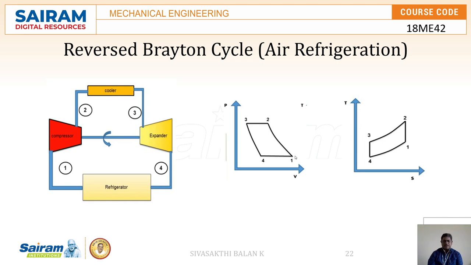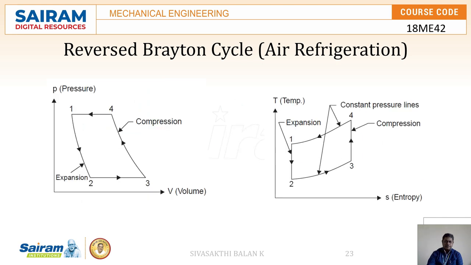the expansion or throttling process, where work is done by the system, and 4 to 1 is evaporation, where it absorbs heat from the place where we want to maintain the temperature at a particular level. We call this the refrigeration effect in the technical term of a refrigeration system.